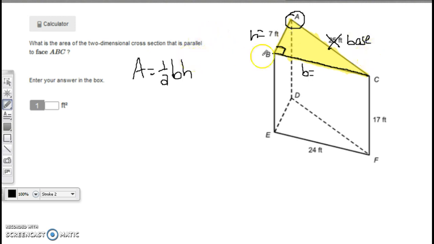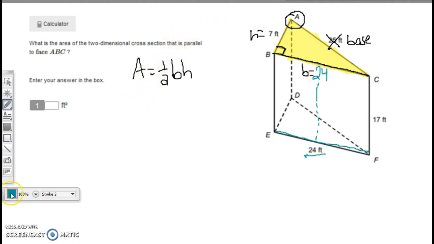All right, so to find the base, if you really wanted to use a lot of math, you could use the Pythagorean theorem, because anytime you have two sides of a right triangle, you can find the missing side. Or you can look at the figure. If you look down here at the bottom, we know EF is 24, which means we also know that BC has to be 24.